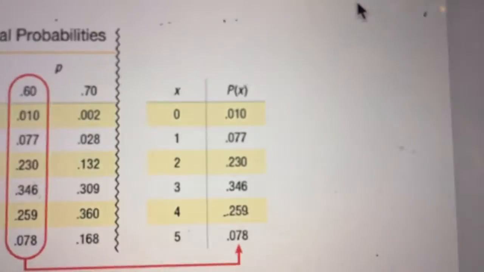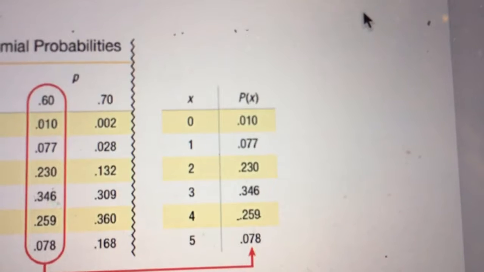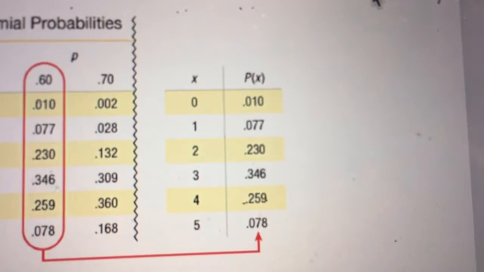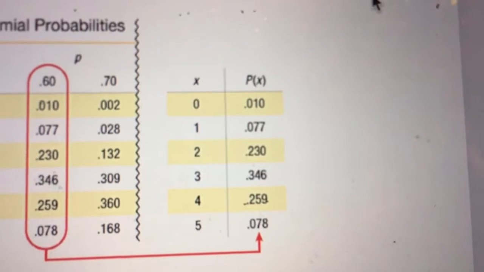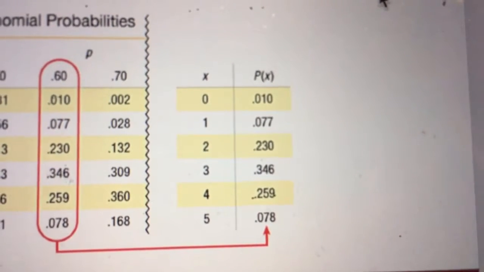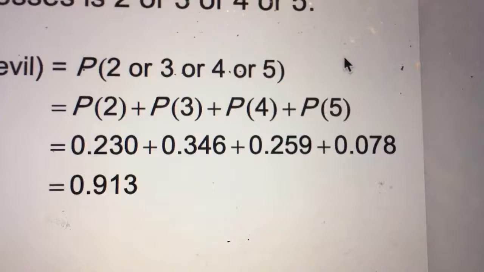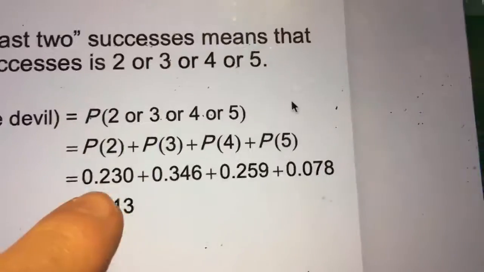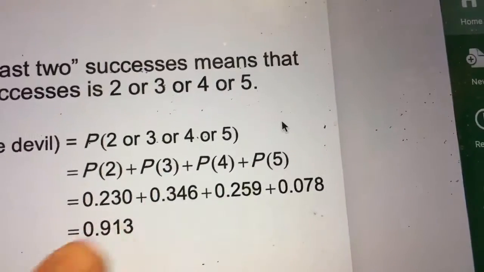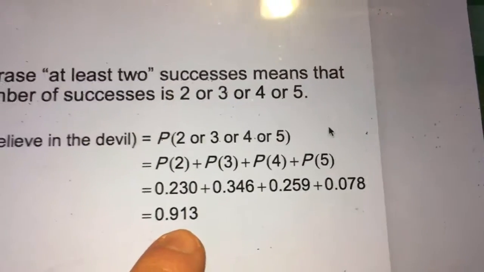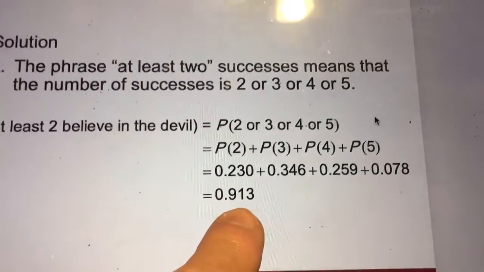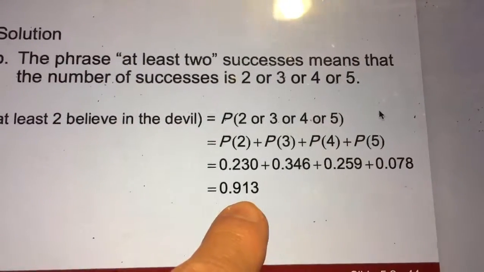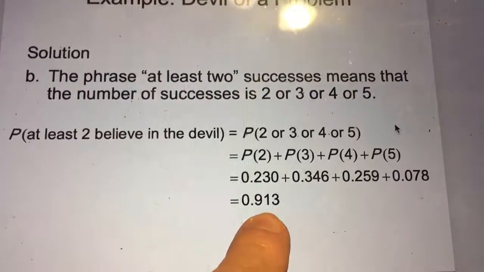So here we look and we've got 0.230, 0.346, 0.259, 0.078, and we add up all of those right here on the next slide. So basically they're taking all of these that we just mentioned, they're adding them together, and they say you've got a 91% chance that at least 2 people out of 5 believe in the devil. I think that's very interesting.